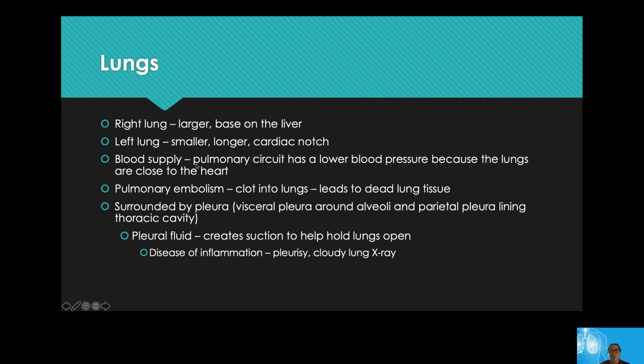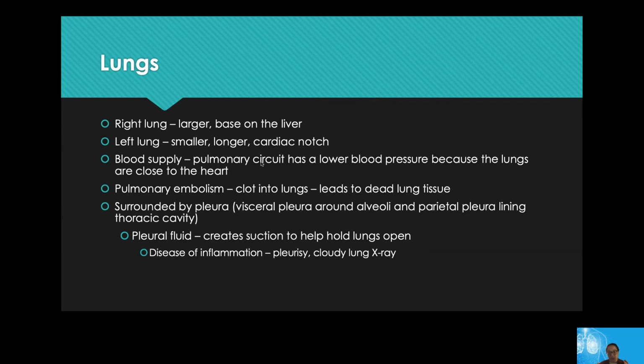The blood supply to your lungs is achieved through the pulmonary circuit, but because the lungs are located very close to the heart, the total blood pressure is much lower. And so an example of a disease that's associated with that, we might talk about a pulmonary embolism. Because the pressure that exists inside the heart will still push a clot through the heart itself, they can get trapped inside the lung tissue and lead to the deadening of your lung tissue.